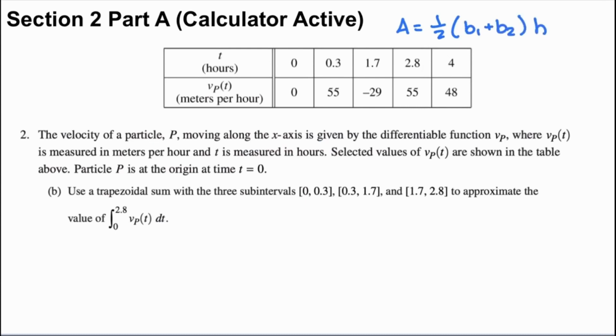And so the bases are going to come from the VP section, and the height is going to be the time interval from where we took the bases. So let's just write it down here. The integral from 0 to 2.8 of VP of t dt is approximately, you have to use those little squiggly equal sign marks in order to say that it's an approximation. If you use the solid equal sign, you're going to be marked wrong. Or if you don't want to have to worry about that, don't write this statement at all, just go in with your math.